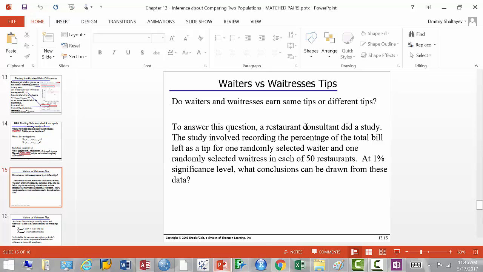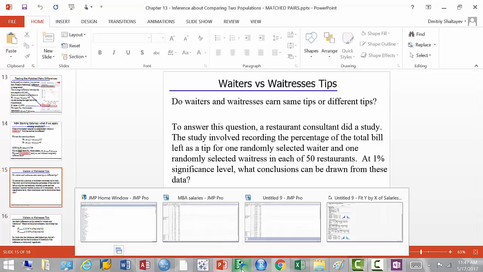To answer this question, a restaurant consultant did a study. The study involved him going to random restaurants, and in these restaurants, he records the percentage of total bill that was left behind as a tip for one randomly selected waiter and one randomly selected waitress. He picked 50 restaurants. So in each one, he picks male, female, and records the tip percentage. Then he goes to another restaurant, picks male, female, records the tip percentage. So that's how the data was collected.